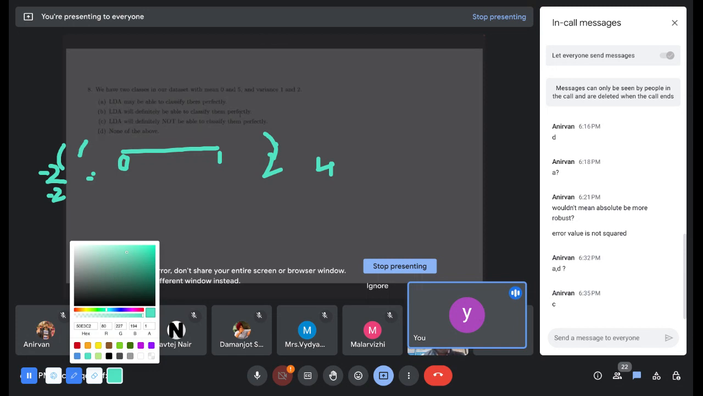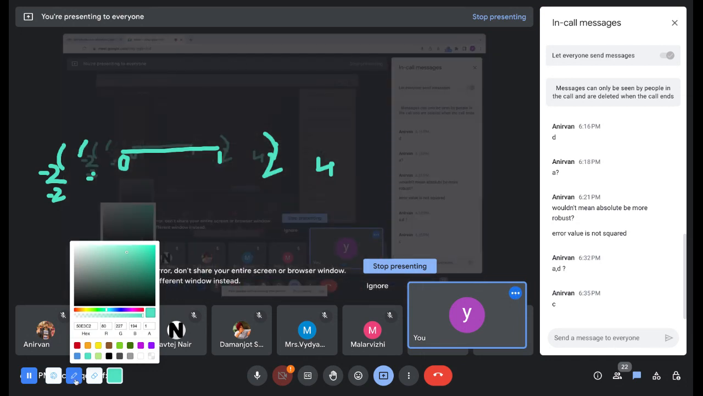Now the same problem, but you have means 0 and 5, and variances 1 and 2. So let's consider how this will look.